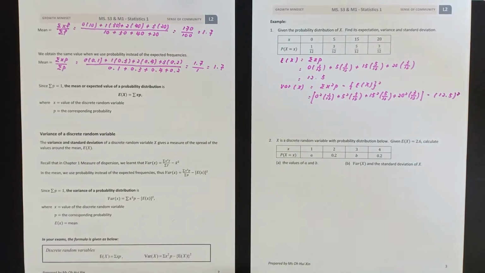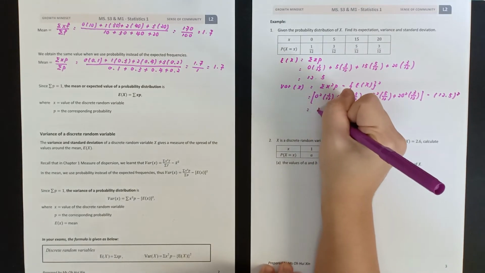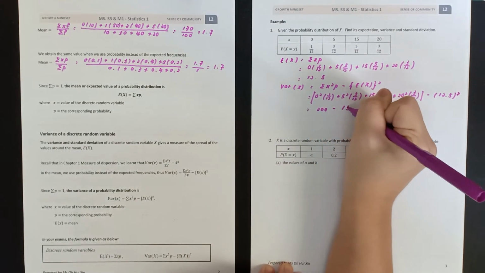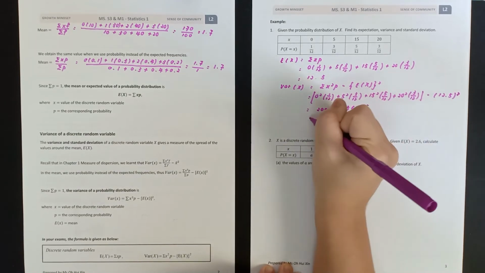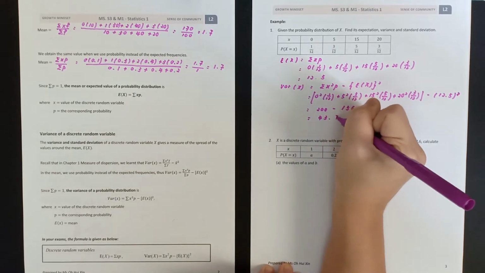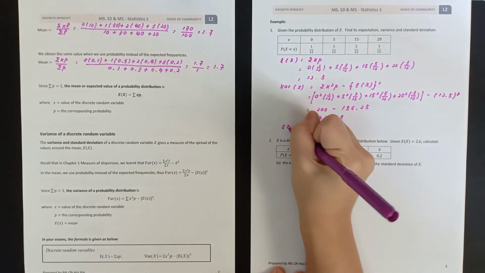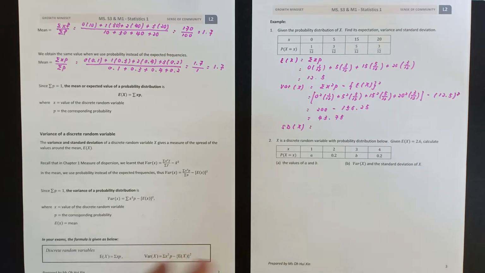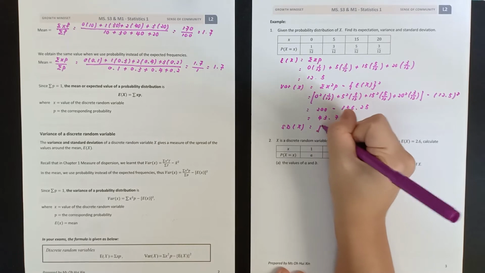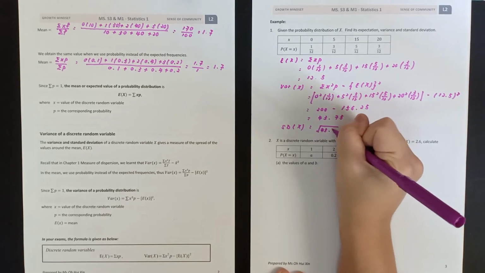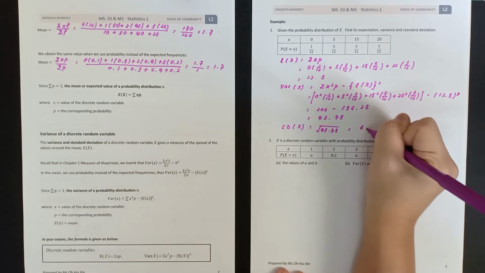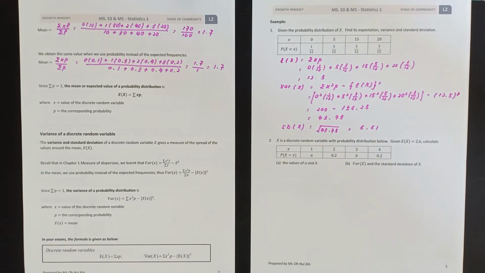You use your calculator to get your answer, and you will be getting 200 minus 156.25, which gives you 43.75. As simple as that. Now move on to the standard deviation. You still remember the relationship between variance and standard deviation: you need to square root your variance. So standard deviation is the square root of 43.75. This one you will get the answer 6.61 in 3 significant figures. Okay, simple. Alright, let's go to number 2.